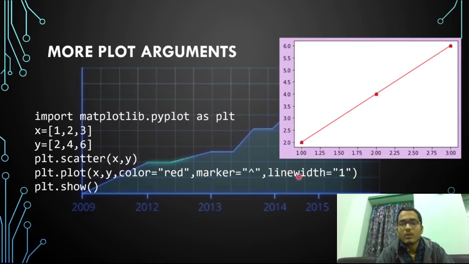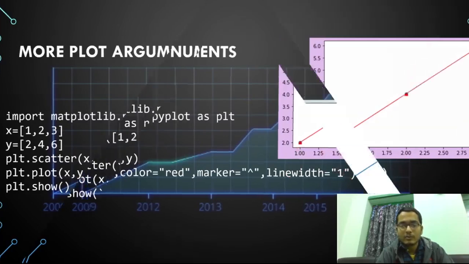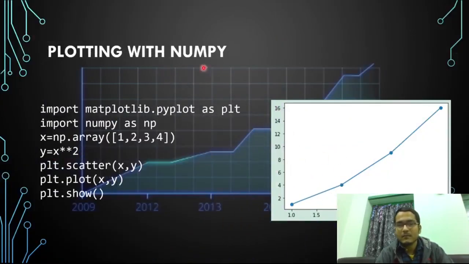So that is the idea of line width you should have. Now to use numpy with plotting, first we import numpy. What basically happens is, instead of a list we can also use an array for x. 1 2 3 4, we can use the array.